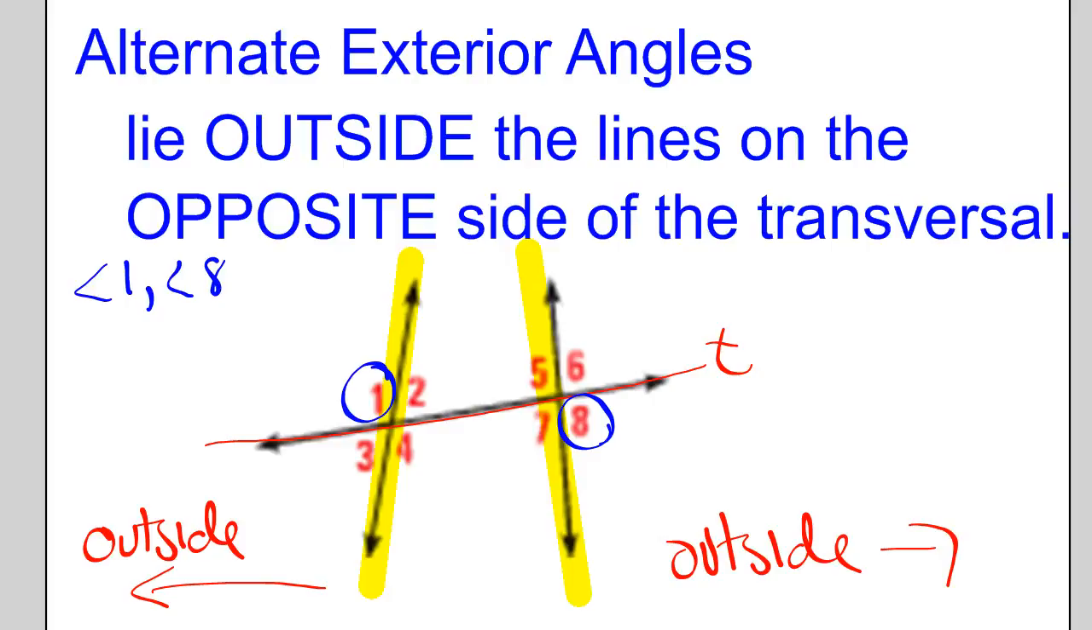Do you notice though that I have two other angles? I have angle 3 and angle 6. They are on the outside of my yellow lines, but on opposite sides of the transversal. So angle 3 and angle 6 are also alternate exterior. Pause this if you need to. Come on back when you're ready.